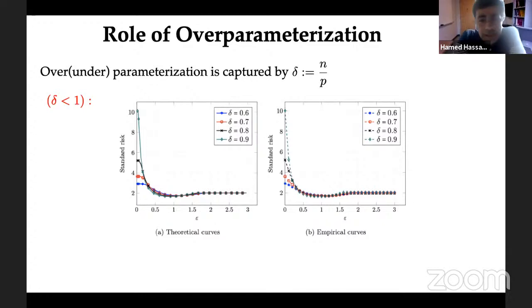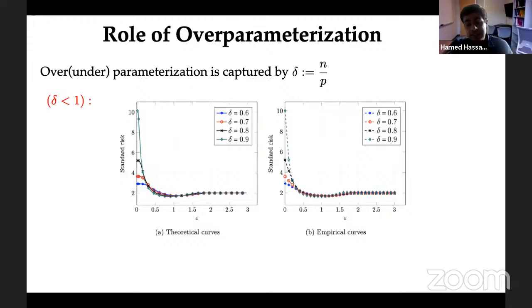Now, as you see here, I'm plotting the standard risk versus the adversary's power epsilon for different values of delta. Here, delta is less than 1. So the problem is, sorry, the problem is overparameterized. So you have more parameters than your data points. And as you see, when epsilon is small, the standard risk decreases.